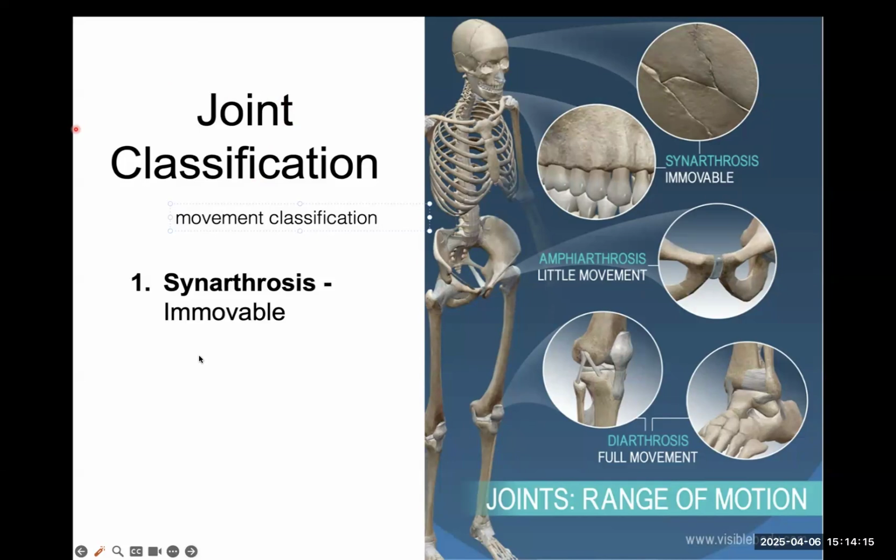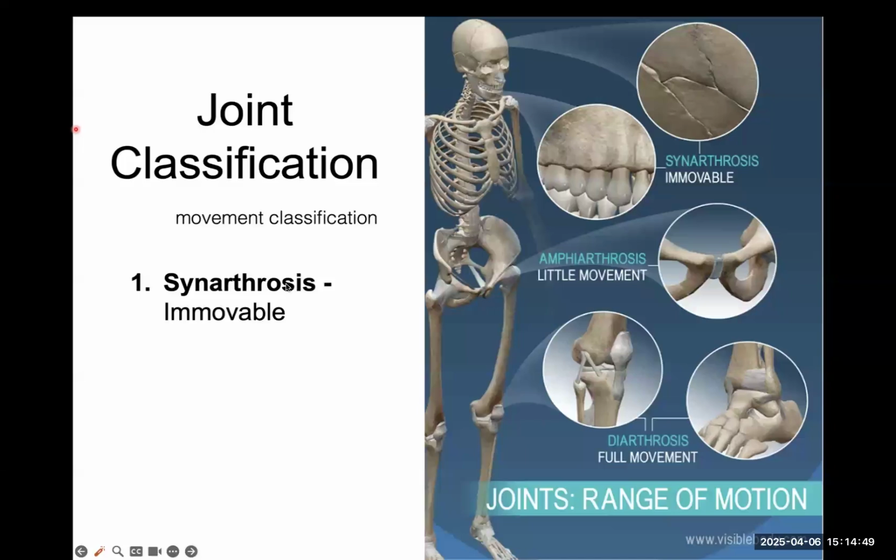So each of these joints, let's talk about, they either move or they don't move or they slightly move. The first one we have is called synarthrosis. The word syn means together. Arthro stands for joint. So if you have two bones that are joined so tightly together, they're not going to move. Examples of these bones are your teeth.